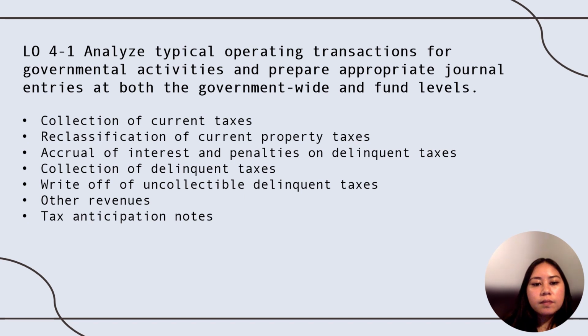Lastly is tax anticipation notes, which are short-term municipal securities issued to finance current operations with the expectation of repayment using future tax revenues. Tax anticipation notes are accounted for by calculating the difference between estimated expenditure requirements and estimated resources available.